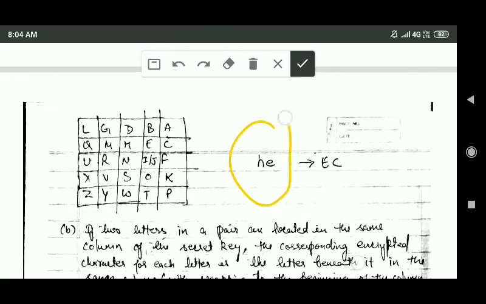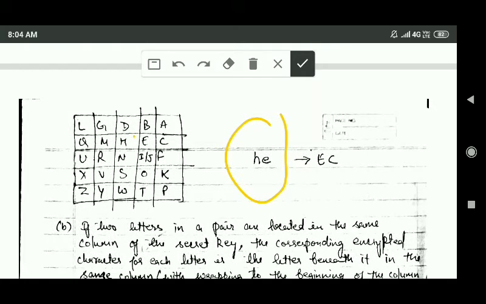Suppose we have to encrypt H and E, right? Suppose we have to encrypt this pair, and this pair has two letters HE. Then H and E both are in the same row. So H will be encrypted to the letter which is at the right of it. Letter E is at the right of letter H, so H will be encrypted to E. Similarly, see the second letter of the pair, which is E. The letter immediately right of it is C. So E will be encrypted to C.